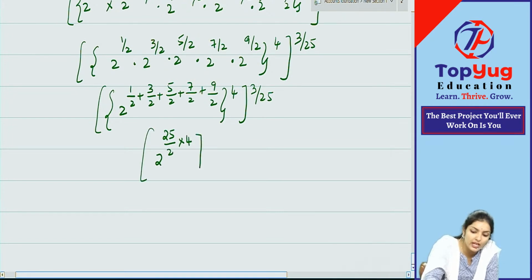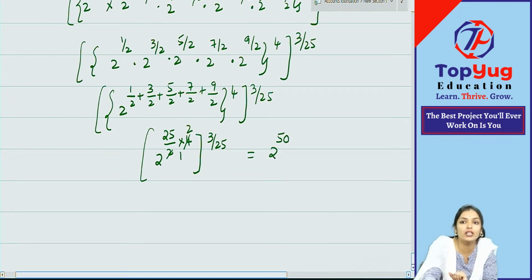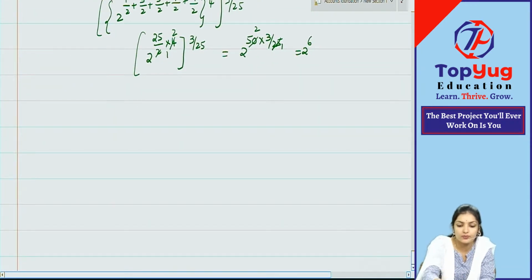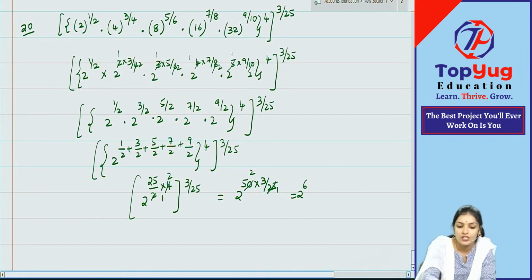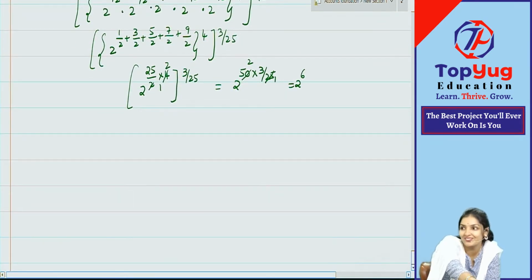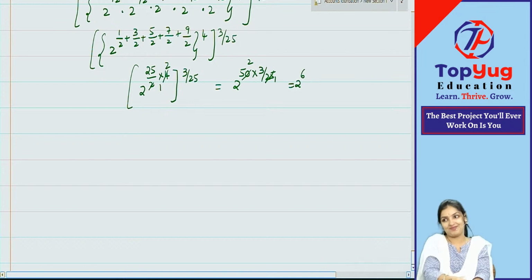Now I am taking the outside power. Right? So 2 ones are 2, 2 twos are 4. Answer is 2 to the power 50. Now again I am going to take the outside power into 3 by 25. 25 ones are 25, 25 twos are 50, 2 threes are 6. So answer is 2 to the power 6. Simple. Simple, isn't it?